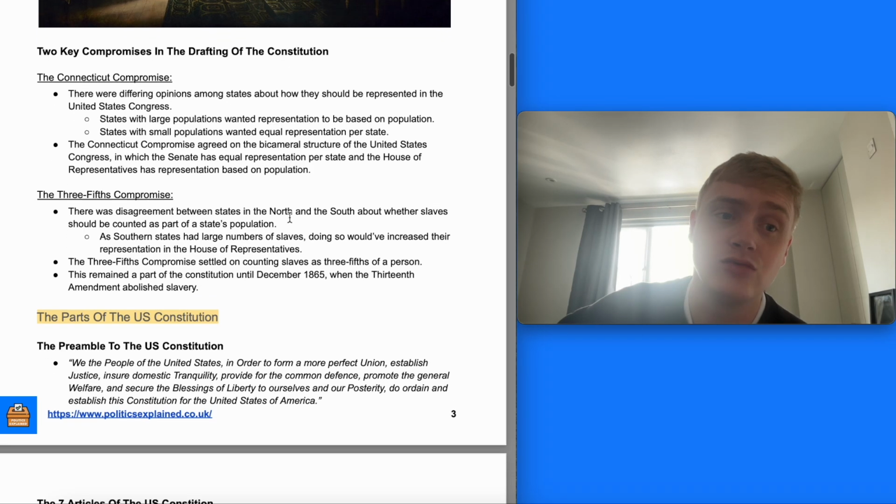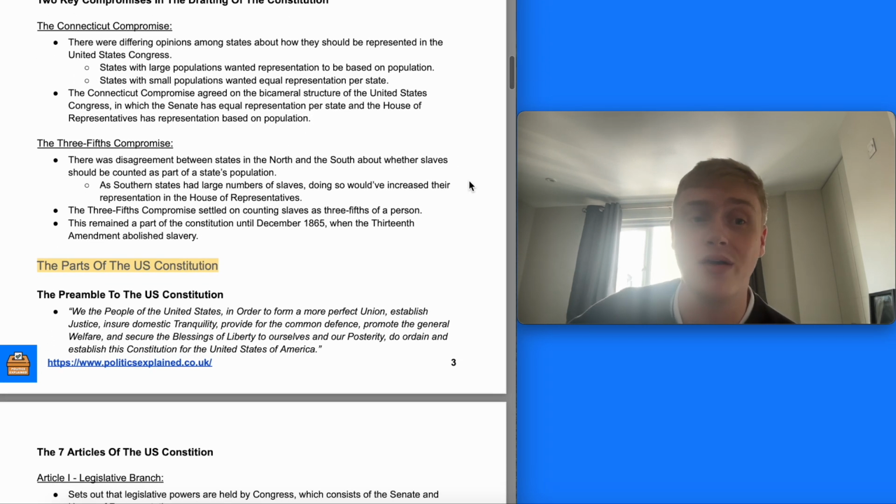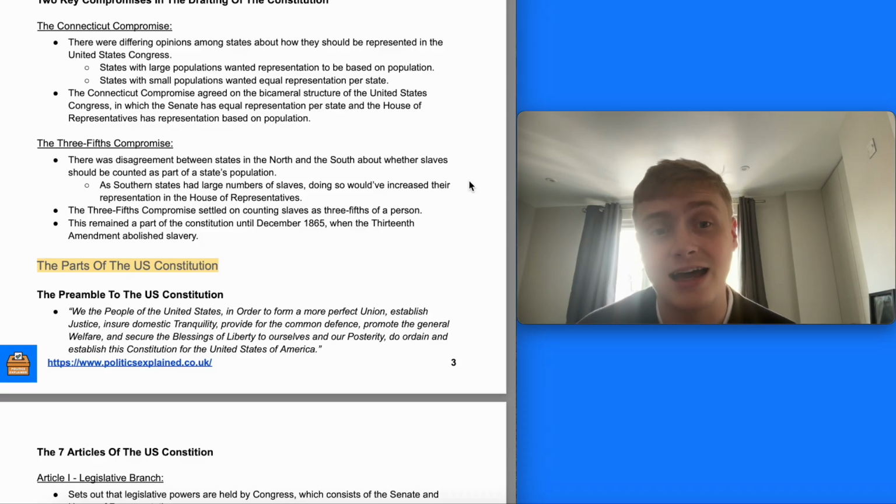The next key compromise was the 3/5 compromise. There was disagreement between states in the north and south about whether slaves should be counted as part of a state's population. Southern states had large numbers of slaves, so if they were counted as part of the state's population, they would have increased their representation in the House of Representatives, which is why they wanted them to count as part of the state's population. And ultimately they came to agreement, the 3/5 compromise, which settled on counting slaves as 3/5 of a person.